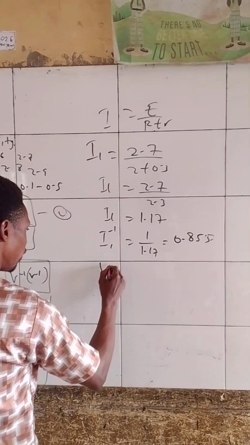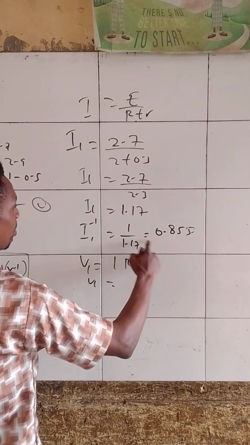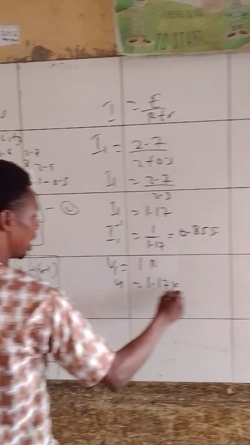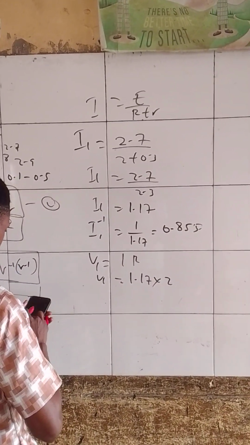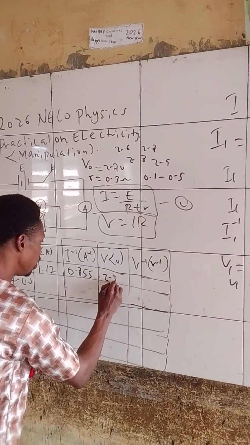Now look for voltage. That will be the formula: voltage, first voltage, is IR. Now V1, what's my current? My current is 1.17 times my resistance, which I'm using 2. So that is 1.17 times 2, and that gives me 2.34. So I'll write it here, that is 2.34.